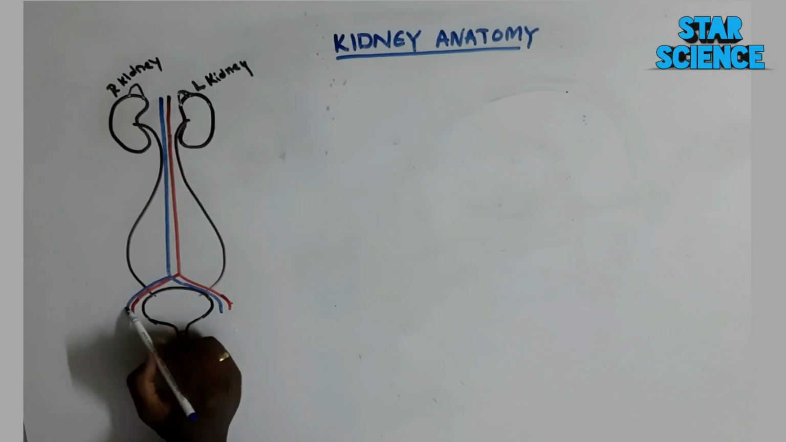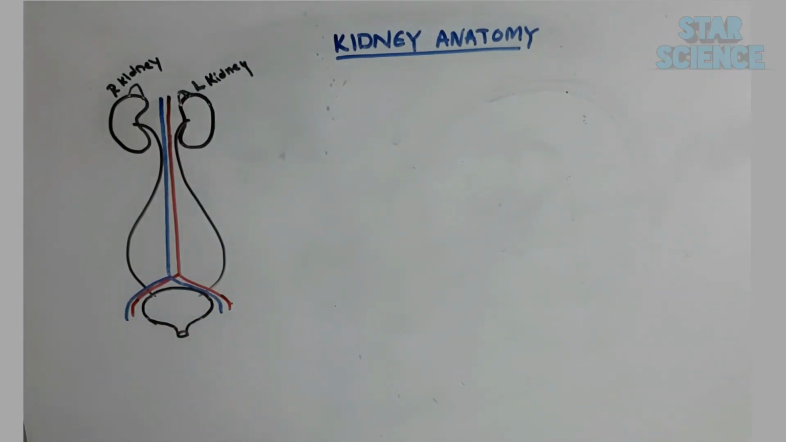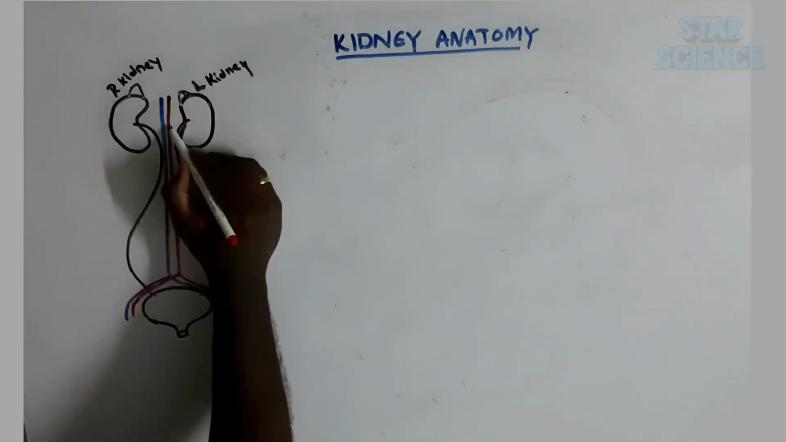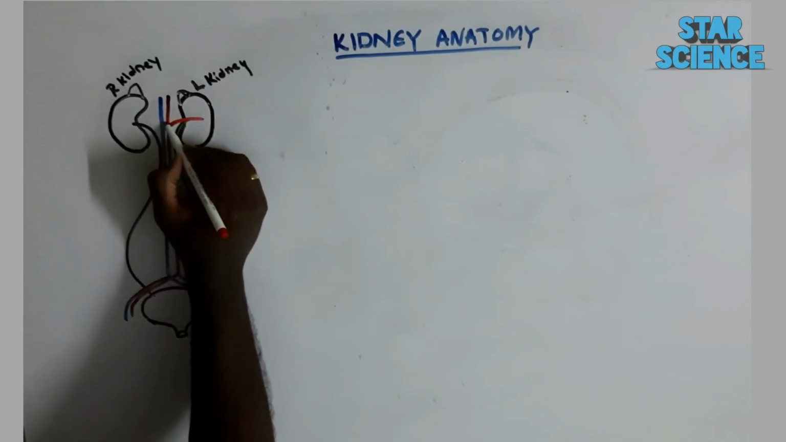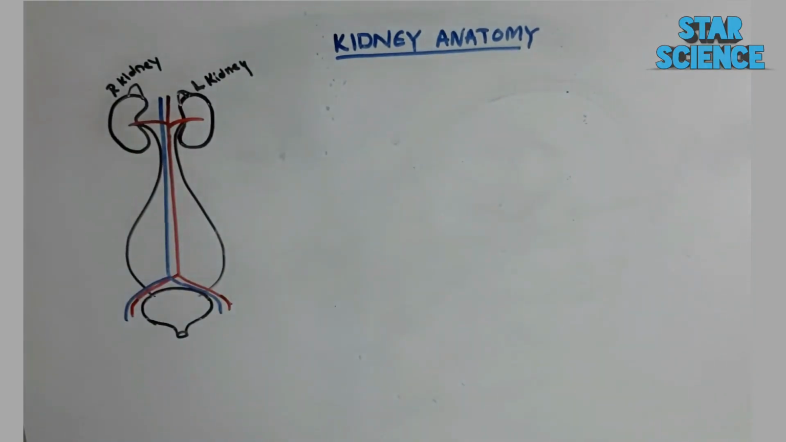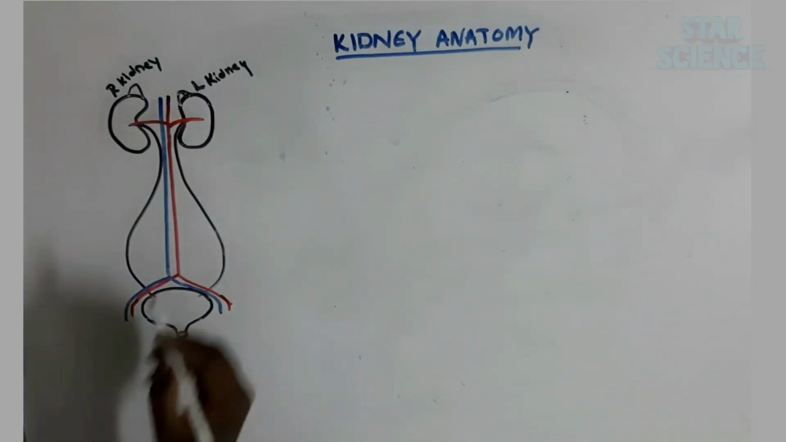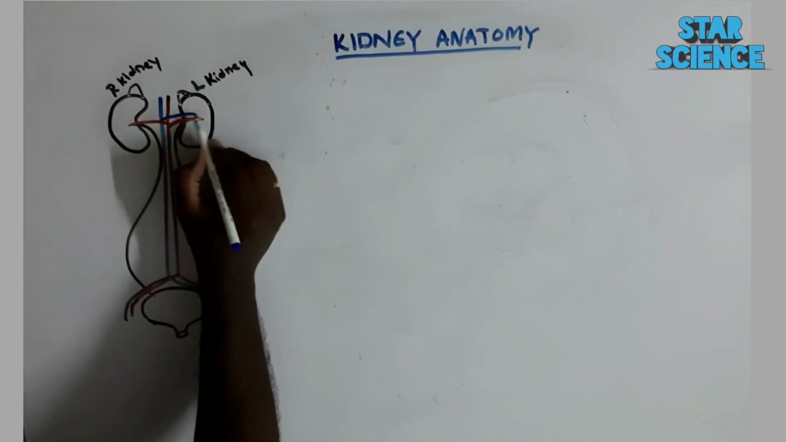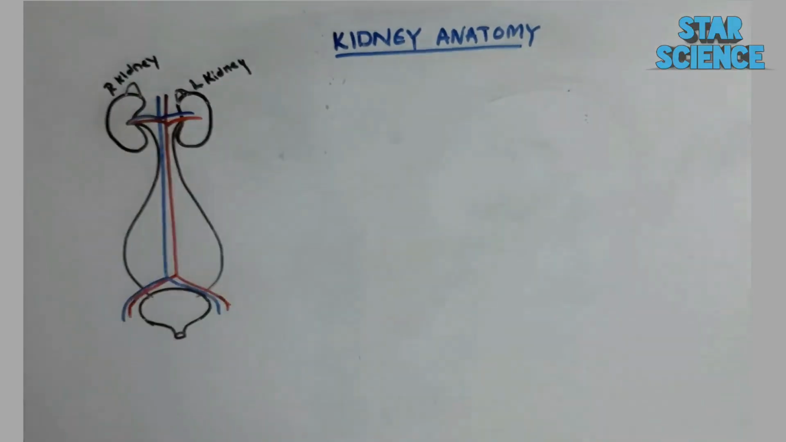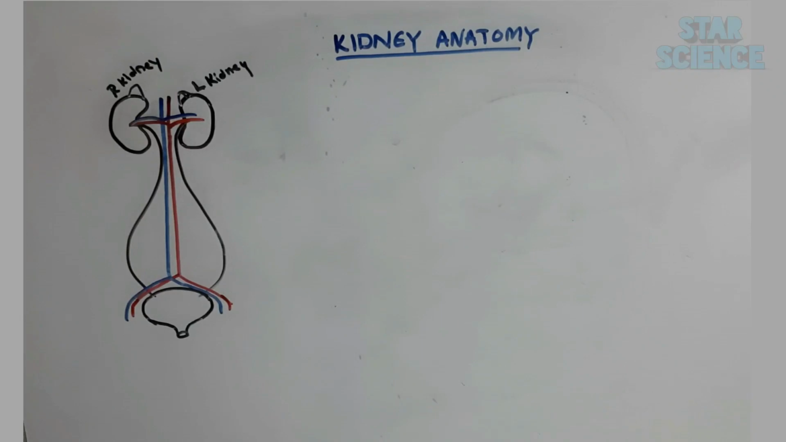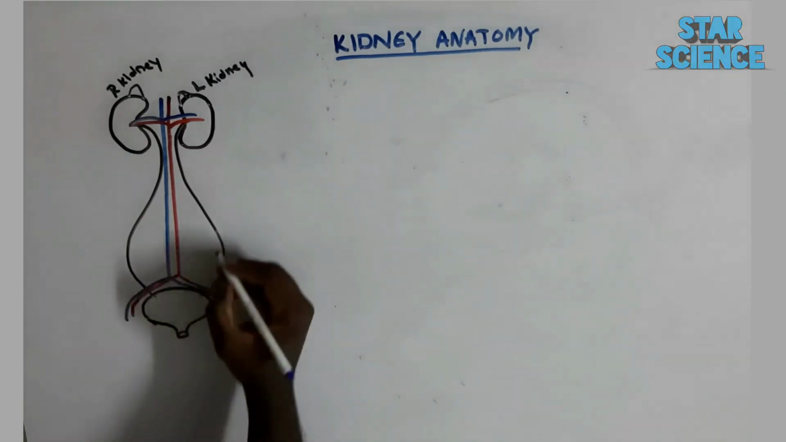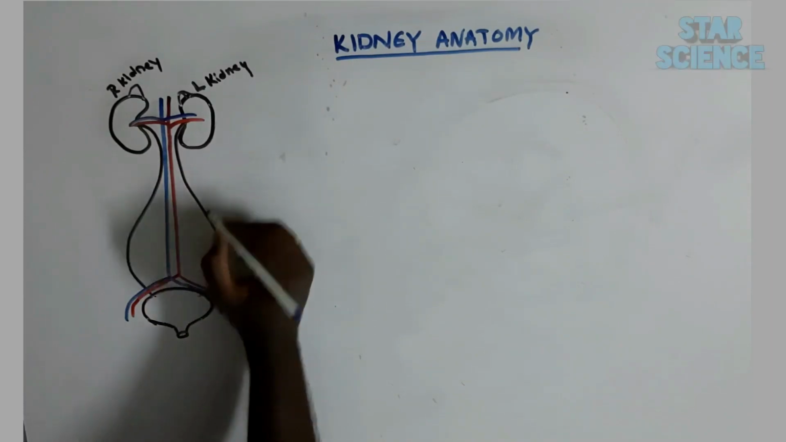Now we are going to see the next kidney, the left kidney relations. Superiorly the left adrenal gland, posteriorly the diaphragm and muscle of the posterior abdominal wall, anteriorly the spleen, stomach, pancreas, and it is related to the 11th and 12th ribs.